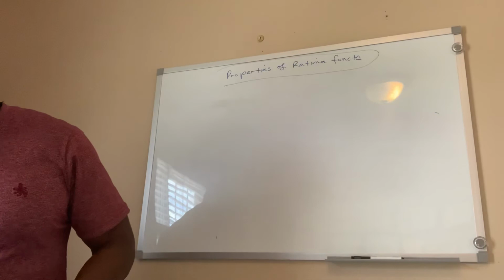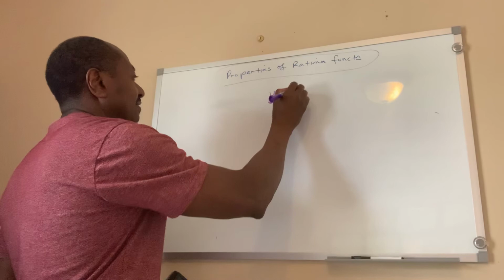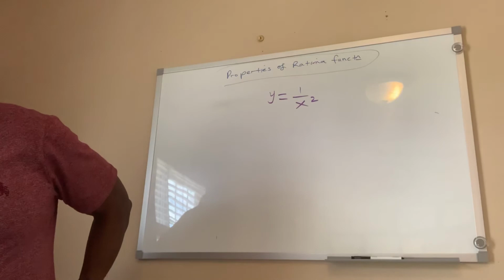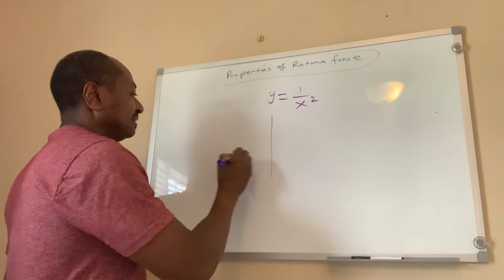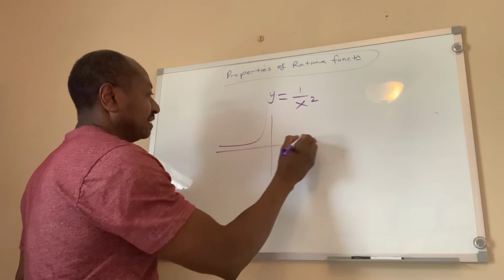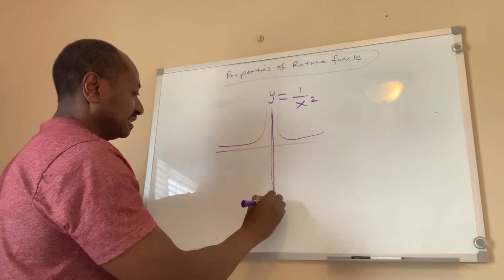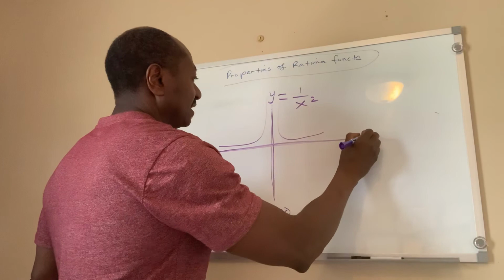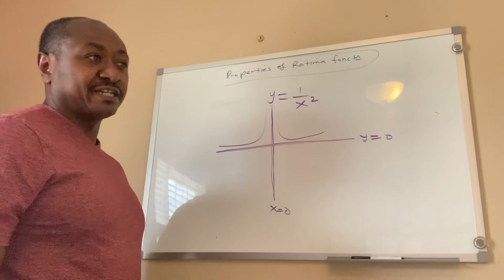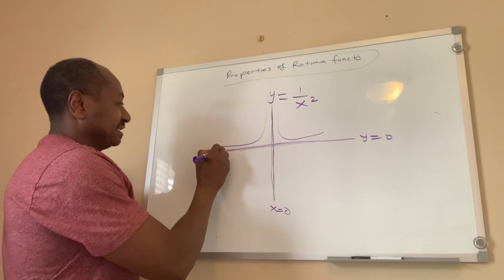I'm going to talk about limits. If we have y equals 1 over x squared and you plot this graph on your calculator, this is what the graph looks like. It comes from here to here, and it comes from here to here. This line here is x equals 0, and this line here is y equals 0. In calculus, you will hear terms like "as x approaches 0," because this here is x. It's the line y equals 0.